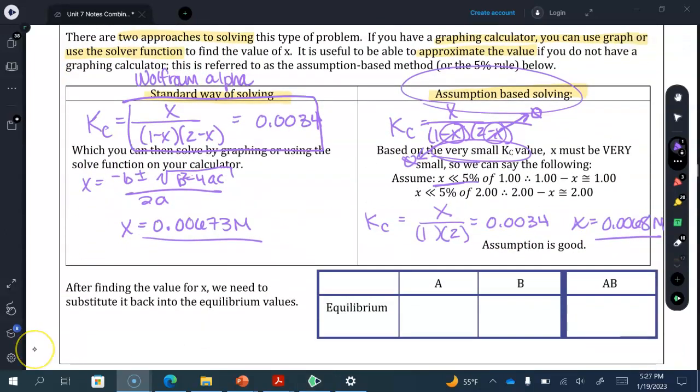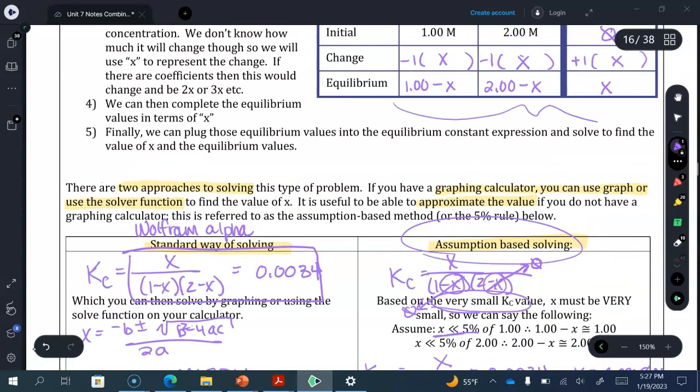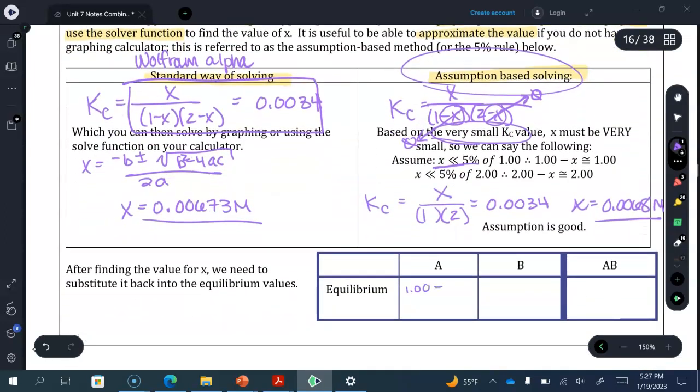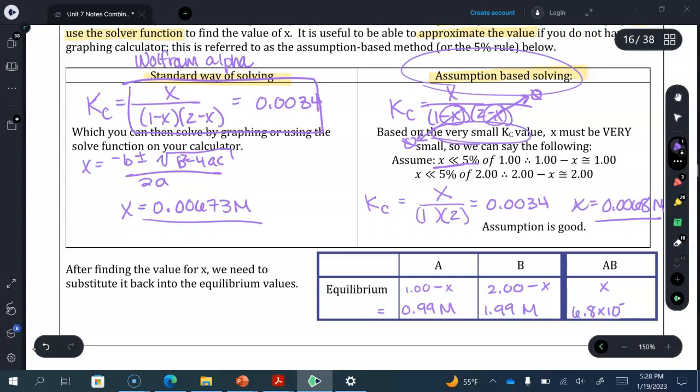So now that we know x, we can plug it back into the equilibrium concentrations we determined containing x. So 1.00 minus my x, 2.00 minus x, and then x, we end up getting 0.99 because of sig figs, and then over here 1.99. And notice the change is so small that it's not impacting those. And then 6.8 times 10 to the negative 3 molar in scientific notation, because why not?